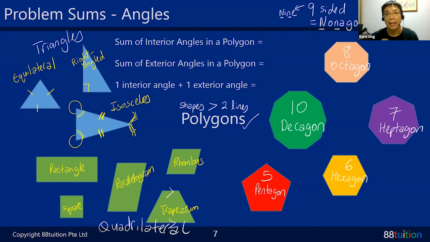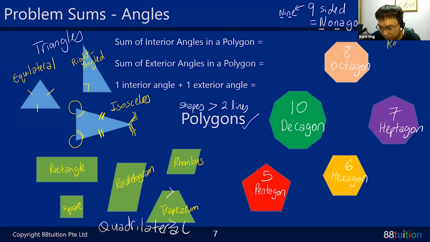Octagon is 8, because octopus got 8 legs. Decagon, 10 years is 1 decade. So 10 is for decade. Decagon. Is that okay? So that's how you remember. And all these are very important. And one more keyword is something called the word regular.